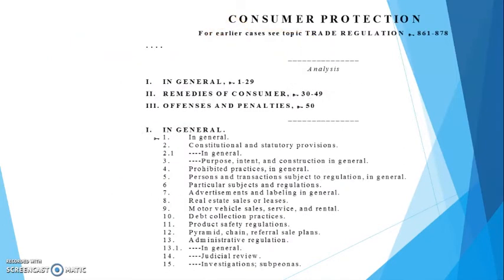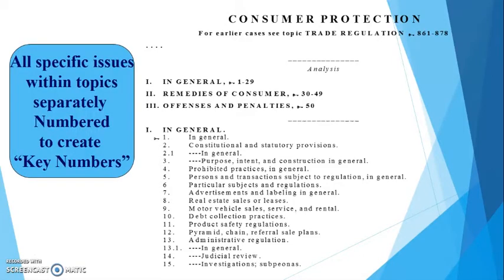Let's look at an example. So say you are interested in consumer protection. You can see that this topic has been broken down into many subcategories. And each subcategory has been assigned a key number. So let's say you are interested in debt collection practices. You can see that this subcategory is assigned key number 10 under the topic consumer protection. Now, as you will see, key numbers are a very useful tool in finding relevant cases.